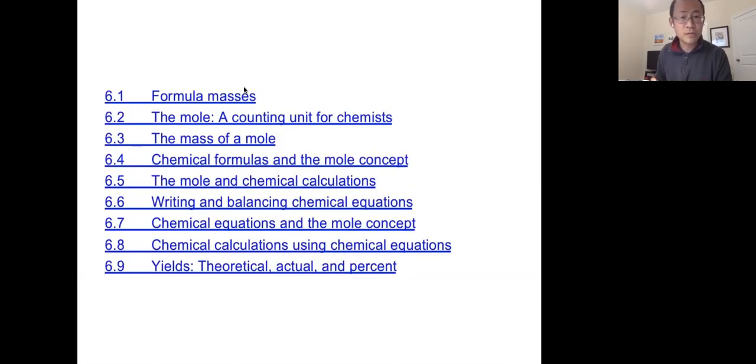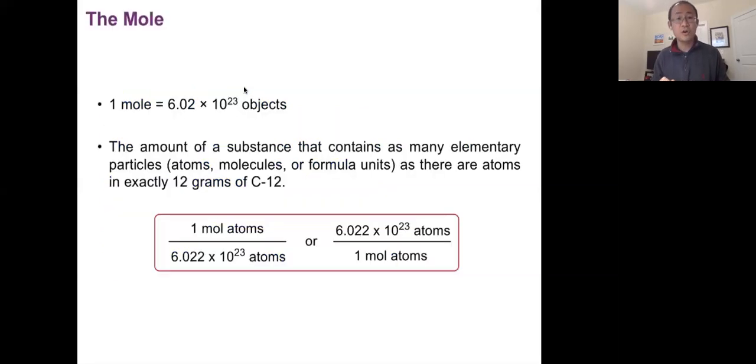And this is the chapter guideline, and we're going to cover all of it. Let's start with a concept I think most of you have never heard of. Some of you have taken chemistry, some of you not, but I think most of you have never heard of this concept, which is the key of chemical calculations. The concept is called the mole. The mole spells M-O-L-E.